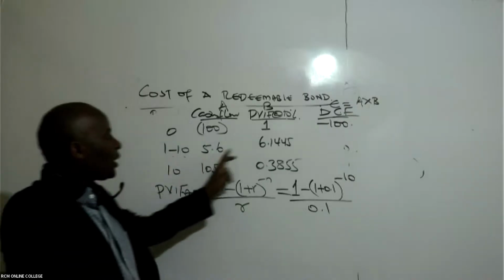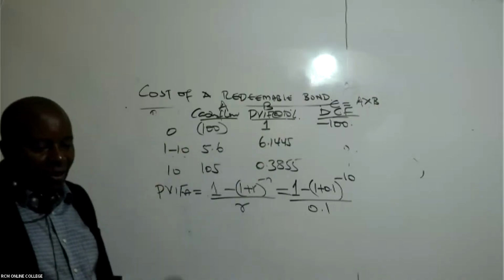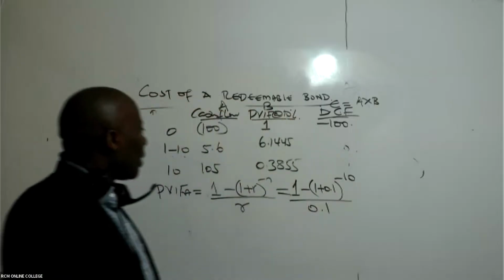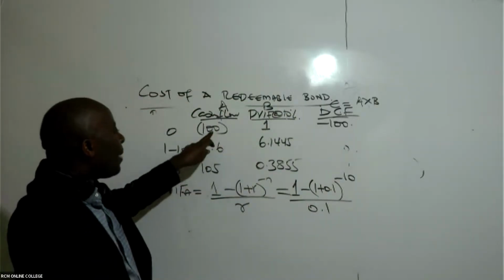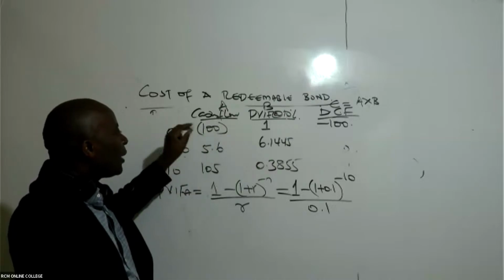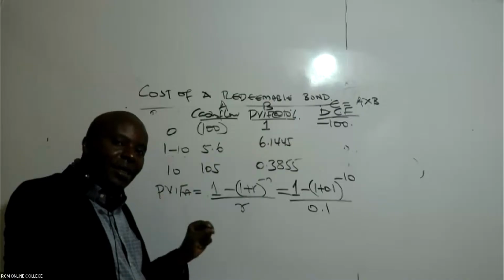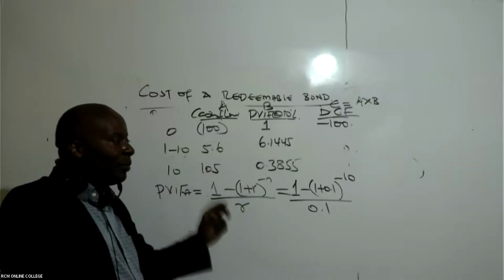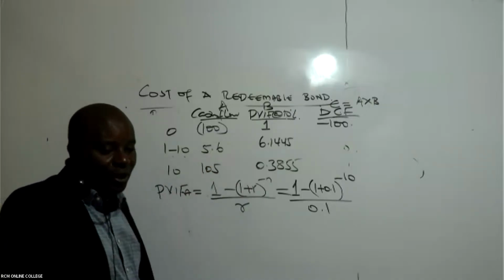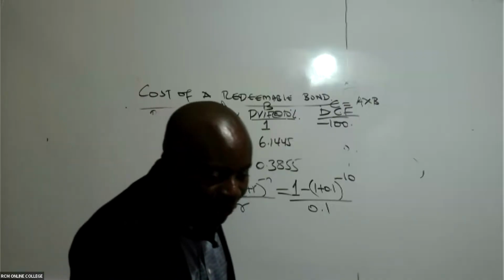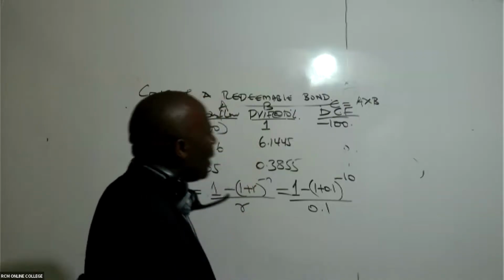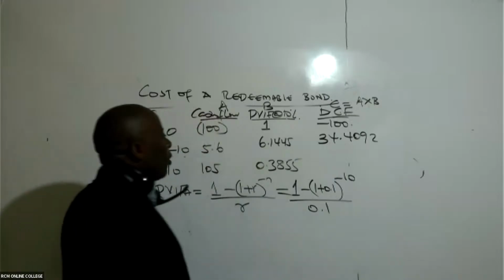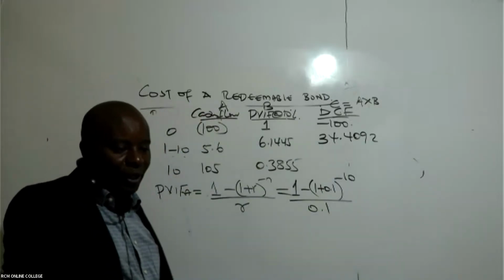The second one will be this times this. What figure are we getting there? Why am I putting these in brackets? Remember, at time 0, I'm buying. So 100 is a cash outflow. I'm buying the bonds myself, giving away my money, and then out of the money I give, I will start enjoying these interests. All right, so I can see from BR, it is 34.4092. I hope up to here we are together.